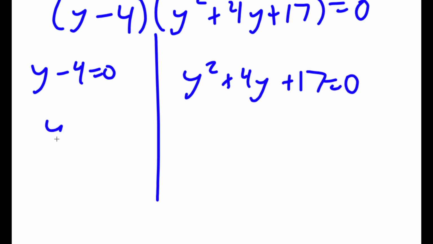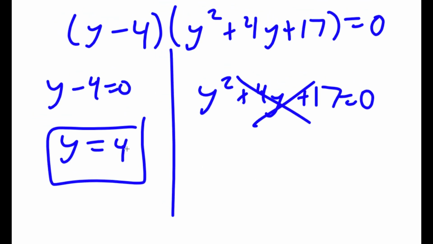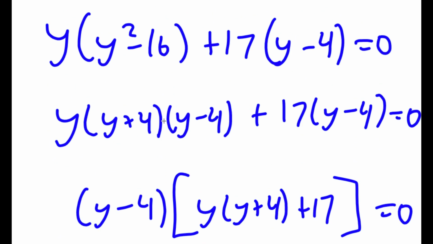So for y minus 4 equals 0, y is obviously equal to 4, so I get one solution. And from y squared plus 4y plus 17 equals 0, you have to use the quadratic formula to solve this. I'm not going to do it because it's a waste of time, but you get that there is no solution, because you get the square root of a negative number, and you can't take the square root of a negative number. So y equals 4 is my only solution for y.